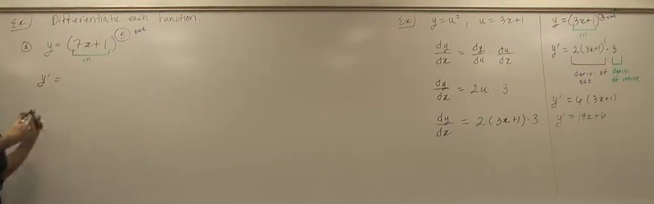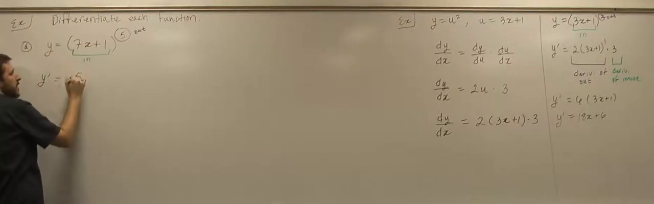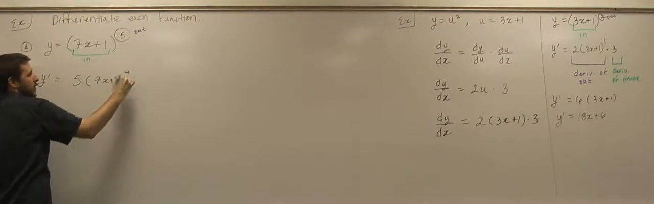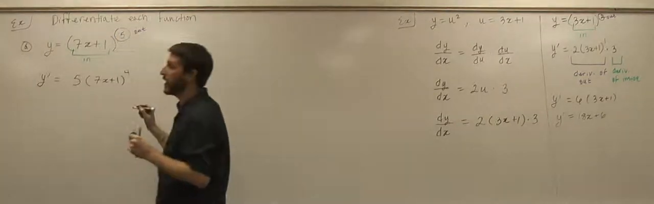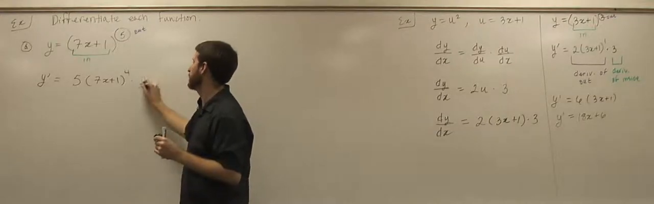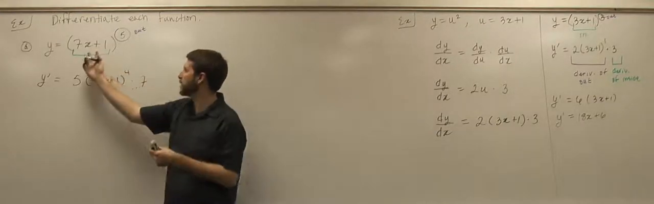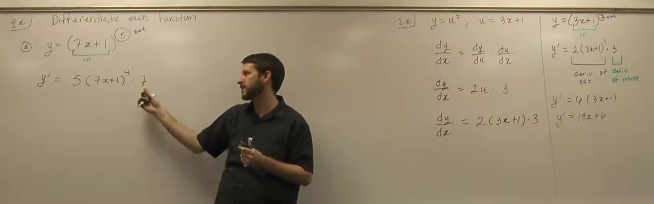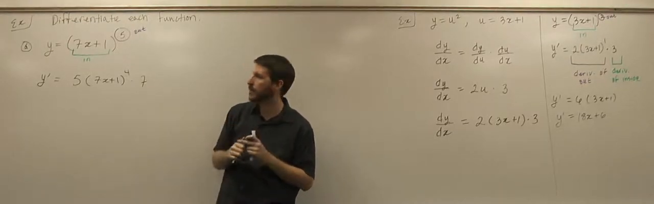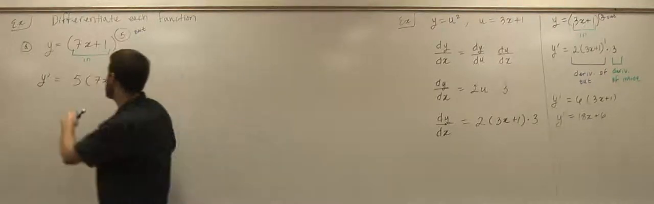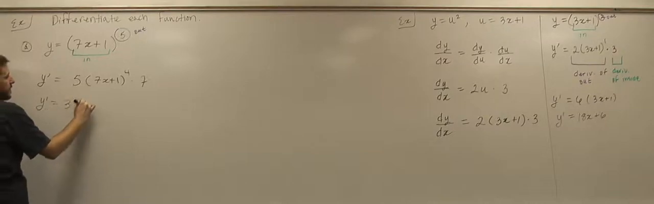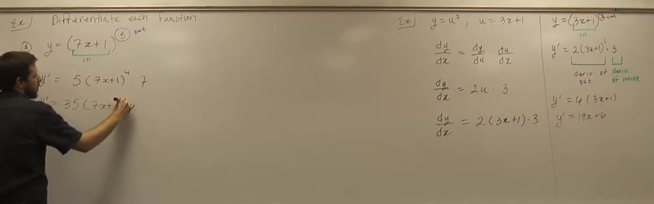The 5 comes in front, right? The power rule says the 5 can come down. Keep this guy exactly the same for now, and then raise it to the 4th, times 7, because the derivative of 7x plus 1 is 7. So you have to multiply by the derivative of the inside. You're going to forget this sometimes. Okay, makes more sense. I would probably put 5 and 7 together and make it 35 times (7x plus 1) to the fourth.